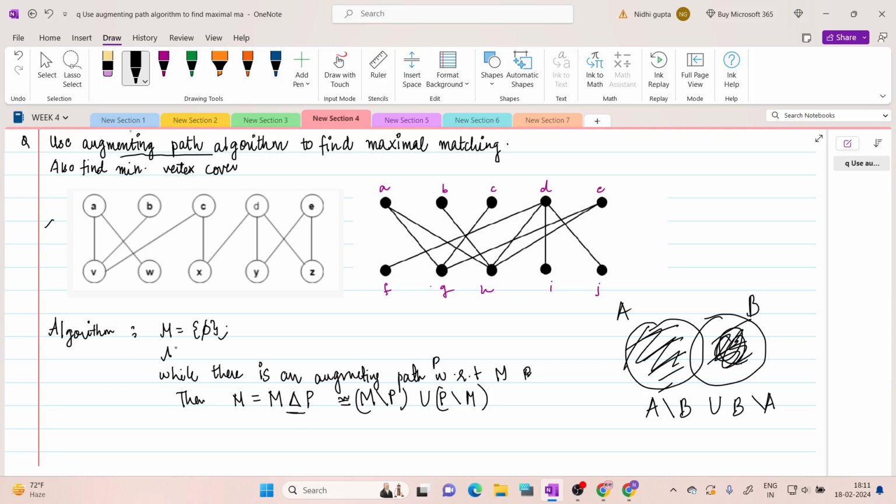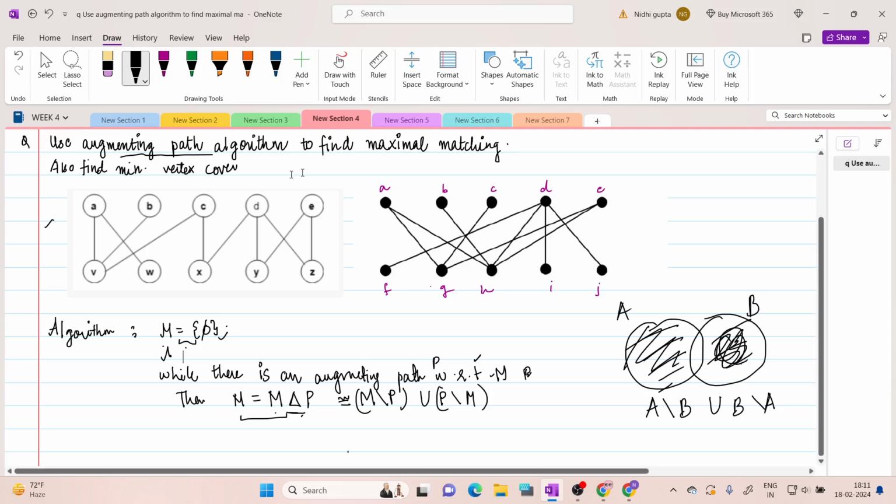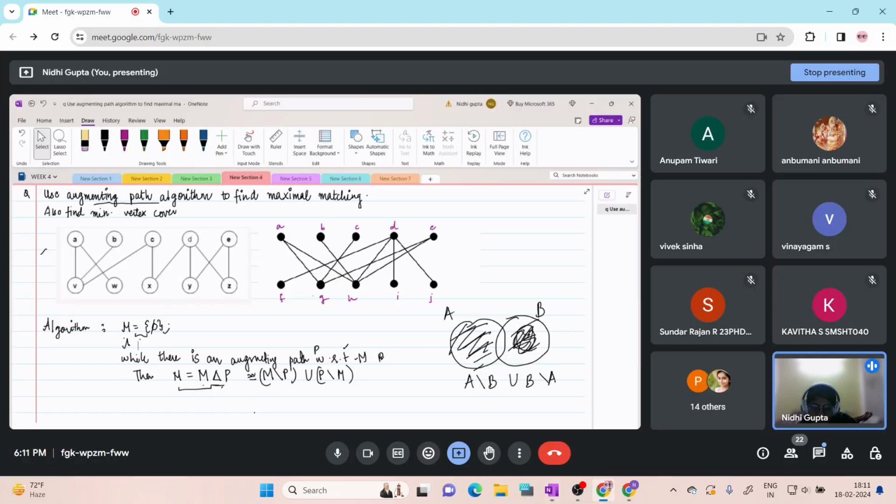So now the algorithm says that we start with the matching to be empty, and if there is an augmenting path with respect to M, then we define our new matching to be M symmetric difference that augmenting path. And we keep on doing this until we reach a matching which has no augmenting path. And if we have got a matching which has no augmenting path, then by the theorem we can conclude that it will be a maximum matching. So, any doubts in the algorithm? Does everyone understand what the algorithm is saying?